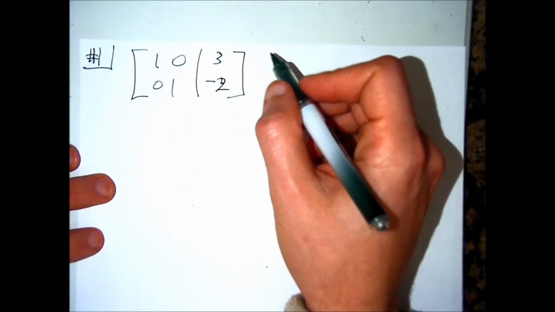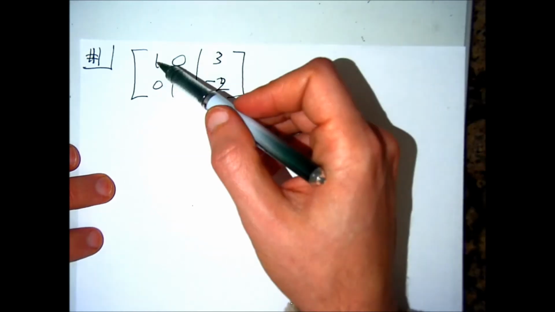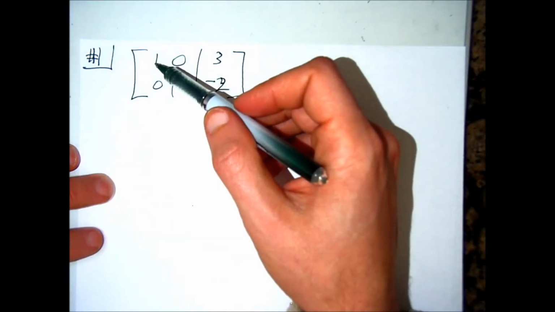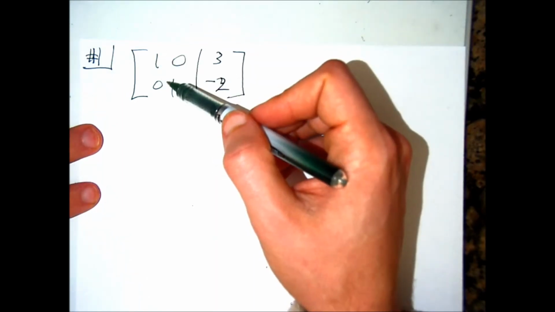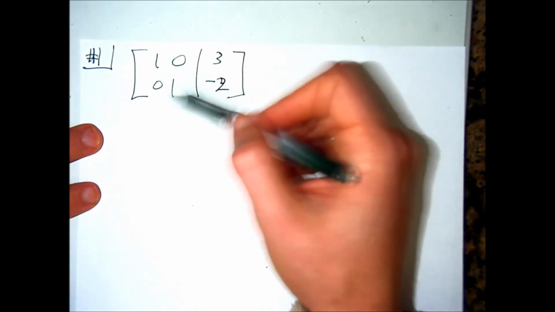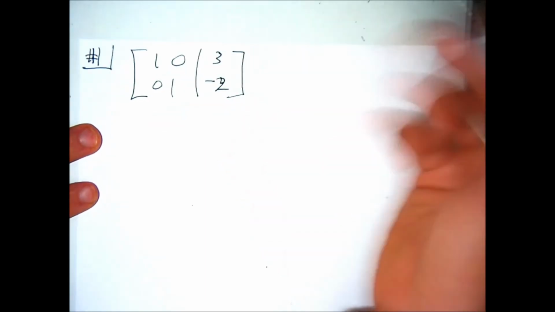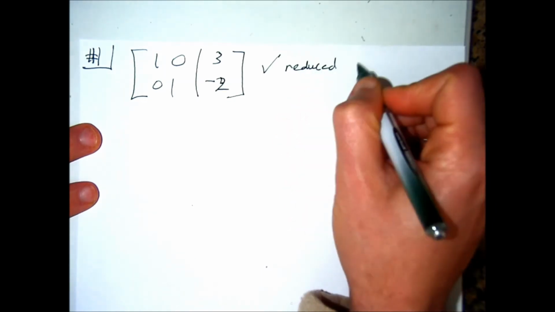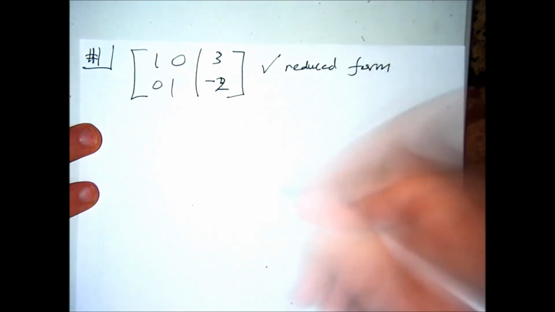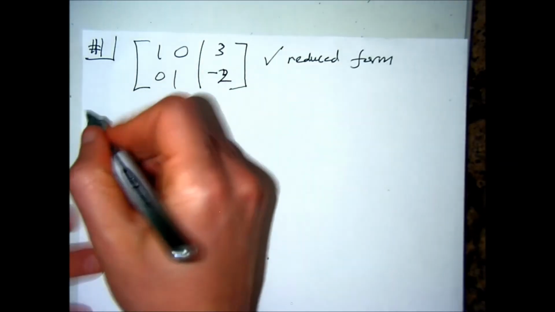Is this in reduced form? Well, I check. Are all of my ones to the left of any zeros in that row? Check. Do all my ones have zeros above and below? Yes. So I go through the list and I realize this is reduced form. Really, again, it's called reduced row echelon form, but this book calls it reduced form.